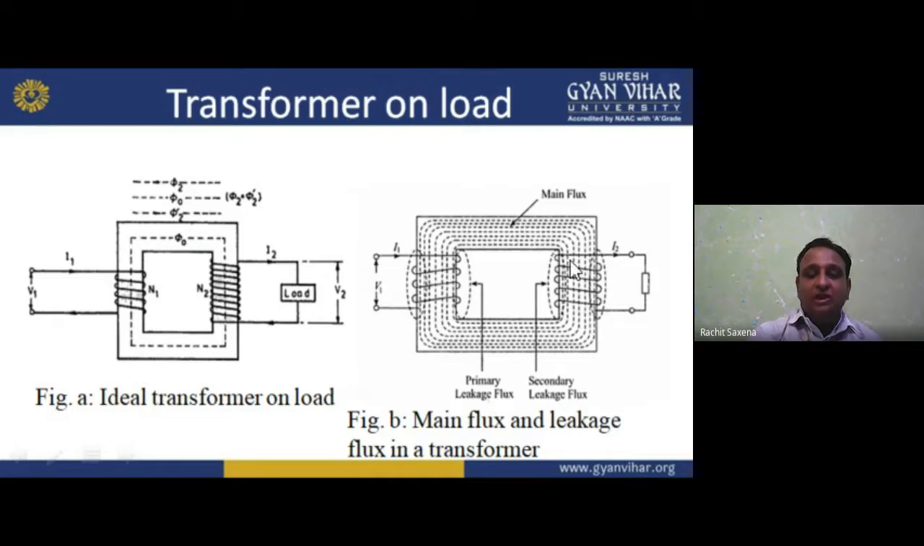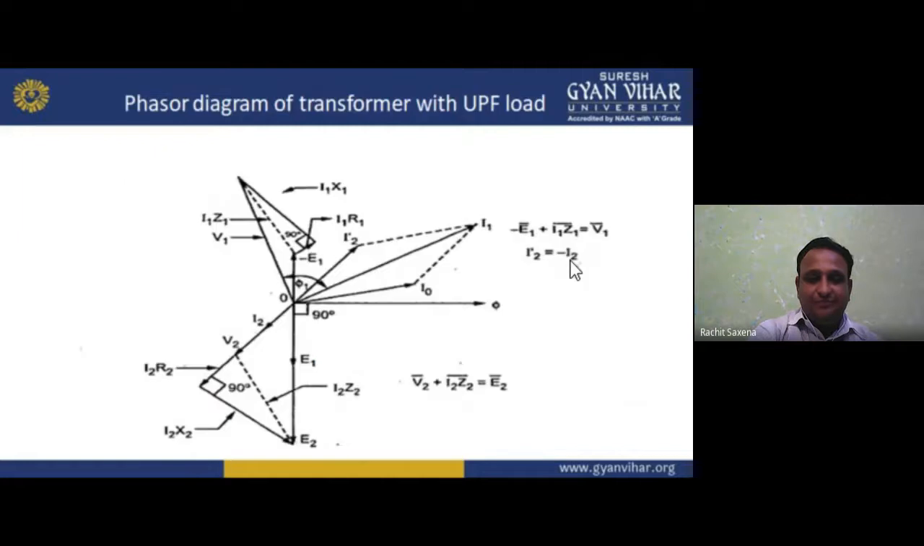If load is there, loads are of three types: lagging, leading, and unity. Unity means resistive, lagging means inductive, and leading means capacitive. So it is here now.